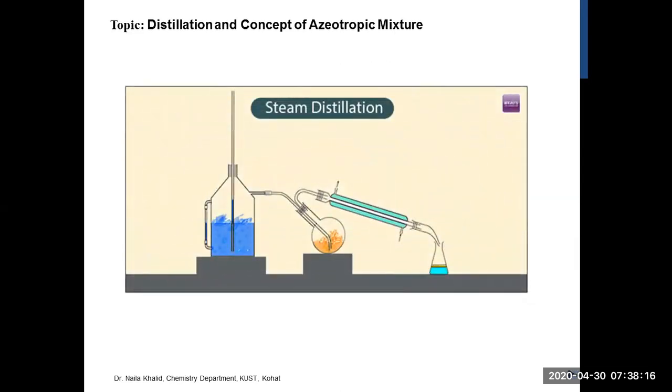Next is steam distillation. Here steam is produced, water is heated, and steam is passed through the mixture. The volatile component is first converted into vapors, then condensed and collected. This is specialized for mixtures which can be decomposed upon direct heating. So we are not heating it directly, but through steam. So this is steam distillation.